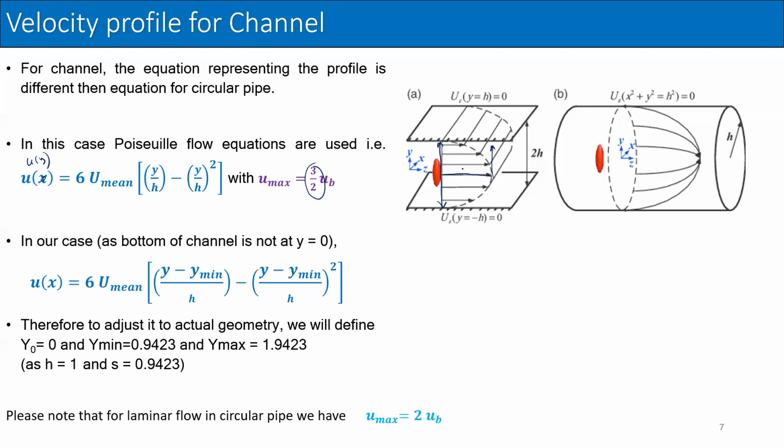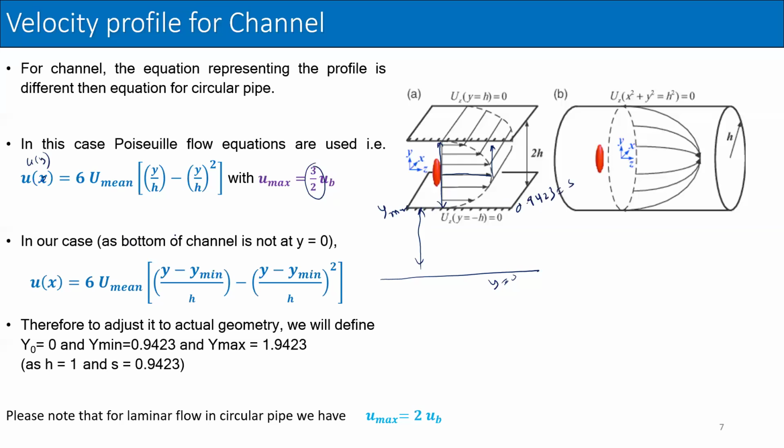But what we are going to do is take the height directly from here to here. So y by h minus y by h whole square. But our bottom is not actually at zero, because we have taken our step at some different height. So now we have to introduce y zero. What we did is that the step is somewhere. This is the y minimum. This y minimum is equal to 0.9423, that is the step height s.